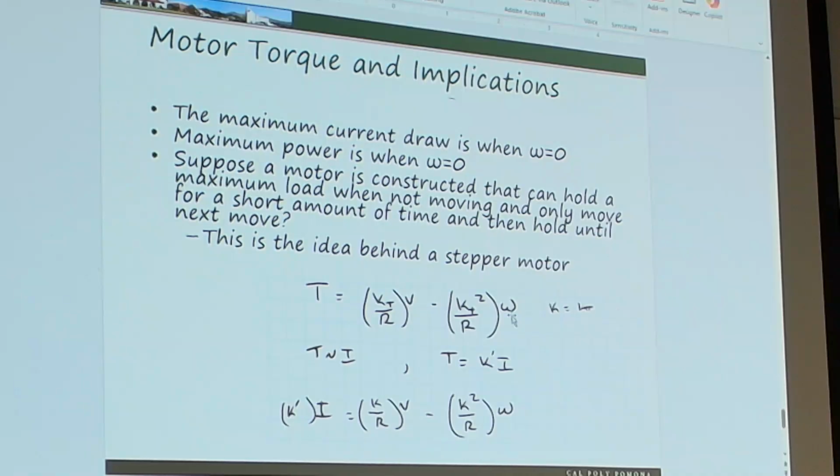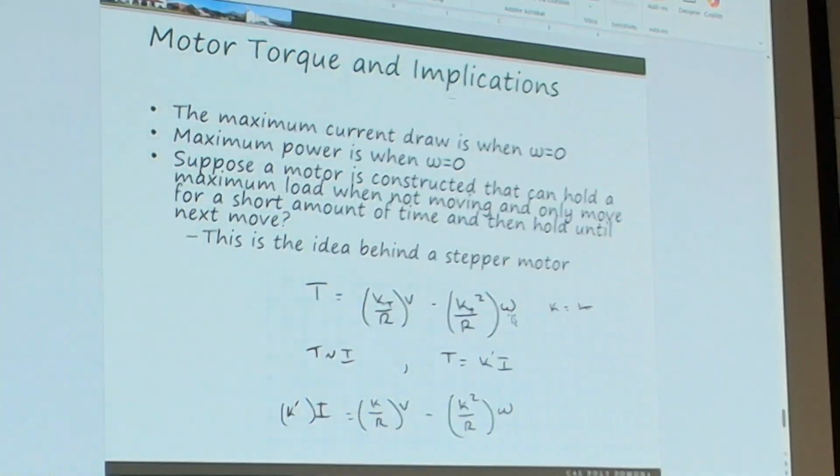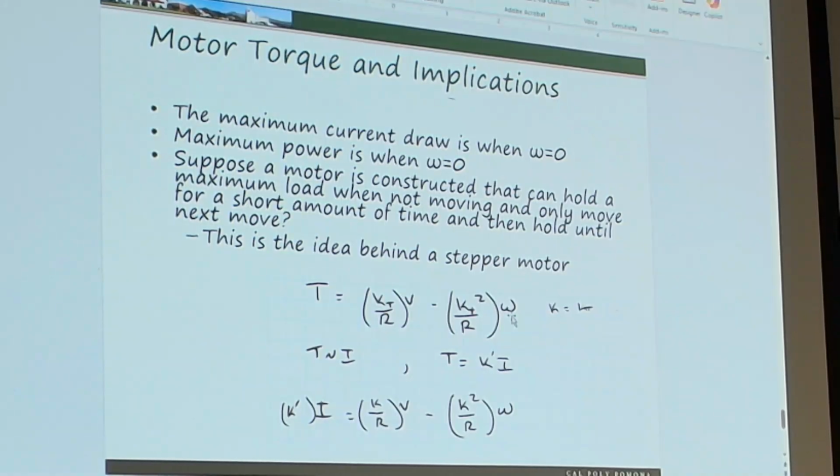When do I have omega equals 0? Under what two conditions? Stall. Okay, that's the easy one, right? Too big of a load attached to my motor. What's the other condition? When there's no current applied to it. Not yet.